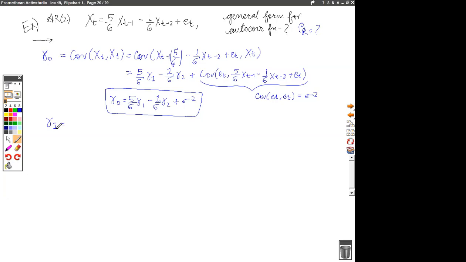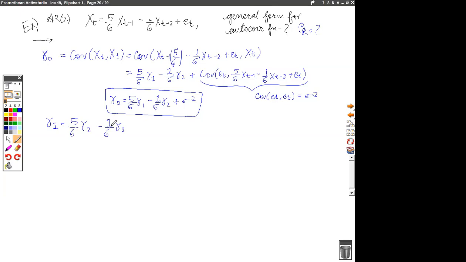5/6 times gamma 2 minus 1/6 times gamma 3. Yeah, that is it. That is it.